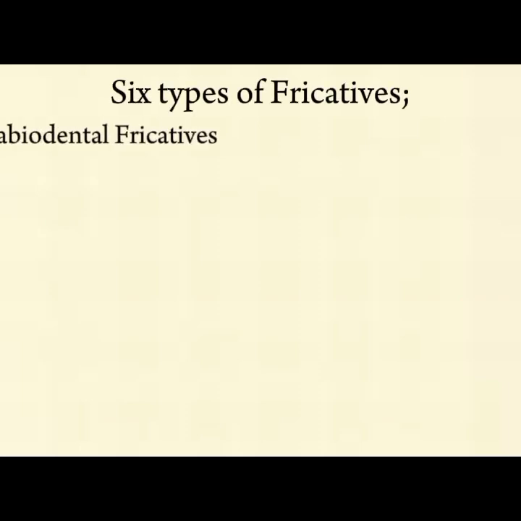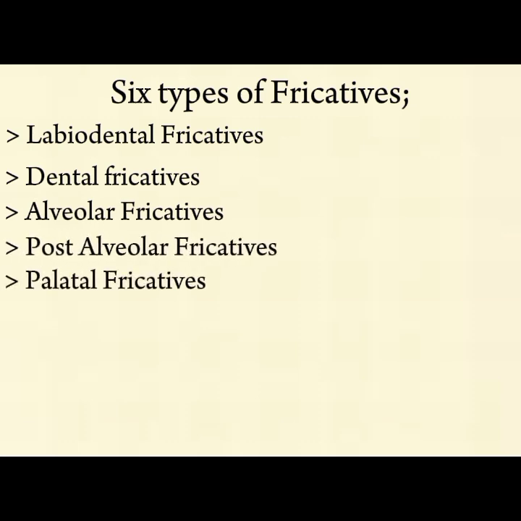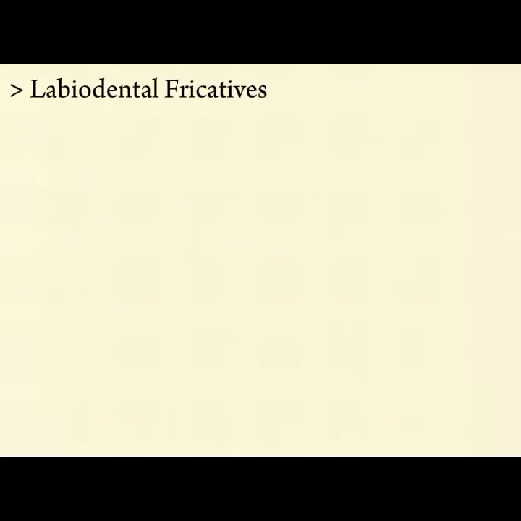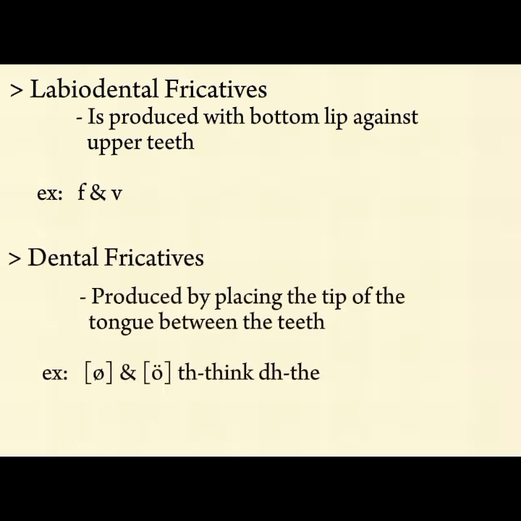The labiodental fricatives, dental fricatives, alveolar fricatives, post-alveolar fricatives, palatal fricatives, and last, glottal fricatives. Labiodental fricatives are produced with the bottom lip against the upper teeth. For example, F and V. Next, we have the dental fricatives. Dental fricatives are produced by placing the tip of the tongue between the teeth. For example, th in think and th in the.